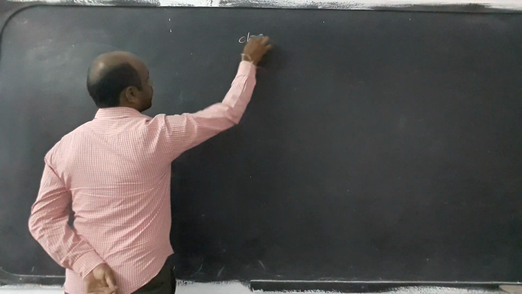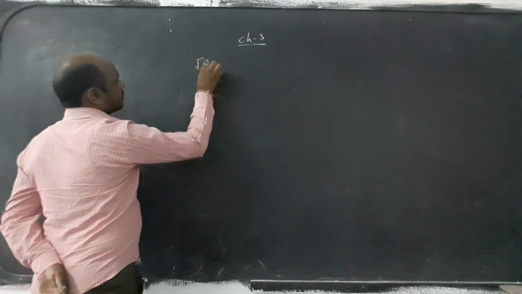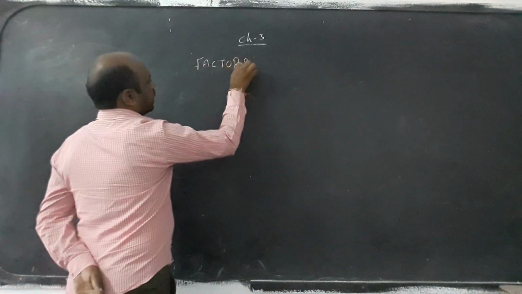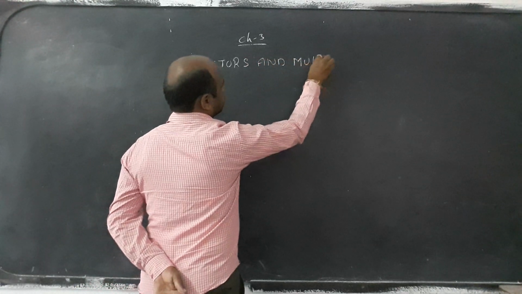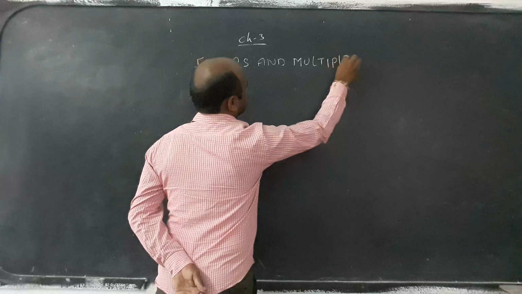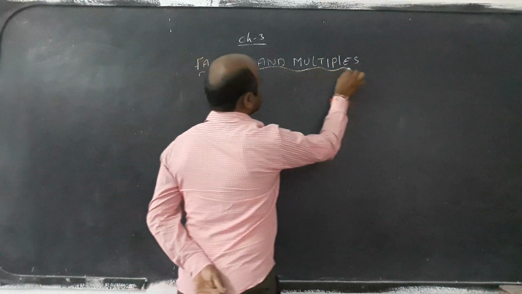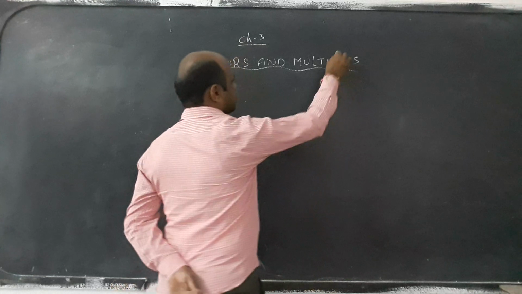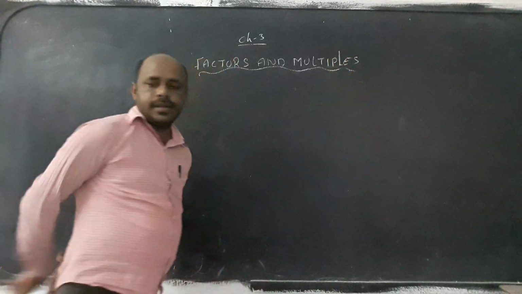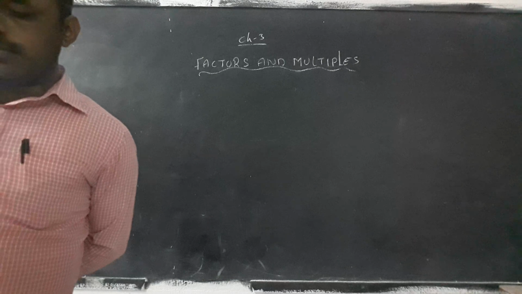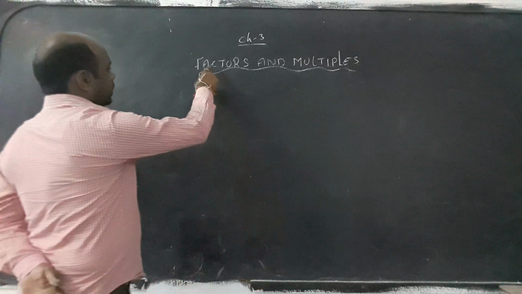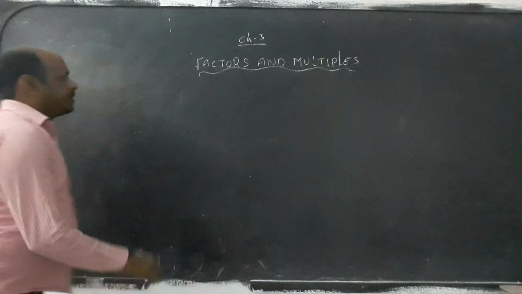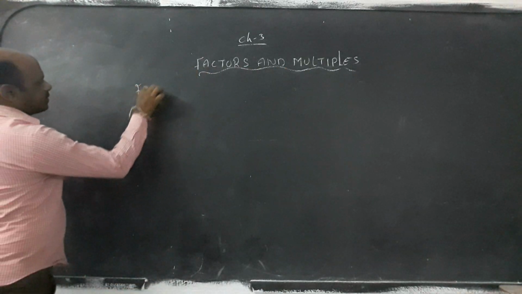Okay, then see, this is chapter number 3, factors and multiples. In that, two are there. First are the factors and multiples. First we are discussing the factors.